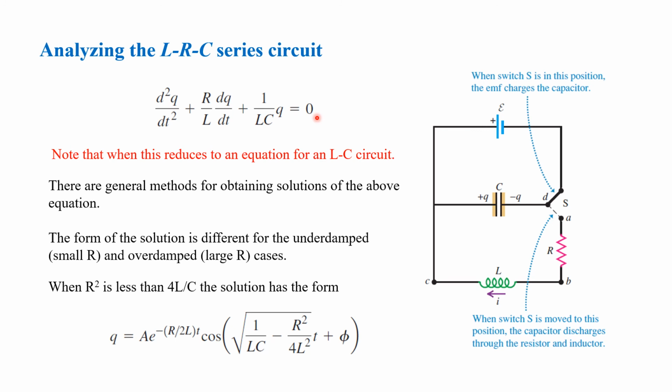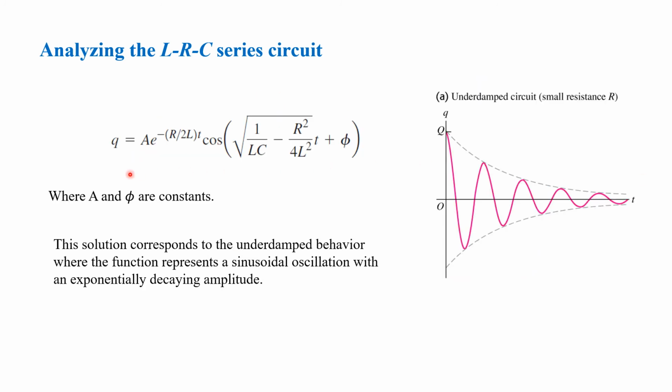Now let's look at when R squared is less than 4L over C. The solution of this differential equation has this form: Q equals A e to the negative R over 2L t, times cosine of the square root of 1 over LC minus R squared over 4L squared, times t, plus phi, where A and phi are constants. This solution corresponds to underdamped behavior, where the function represents a sinusoidal oscillation with an exponentially decaying amplitude. You have this sinusoidal oscillation given by your cosine. However, your oscillation exponentially decays because of this exponential term here.